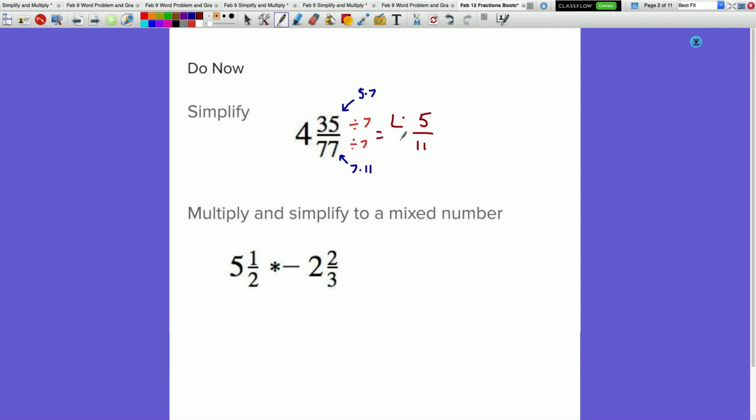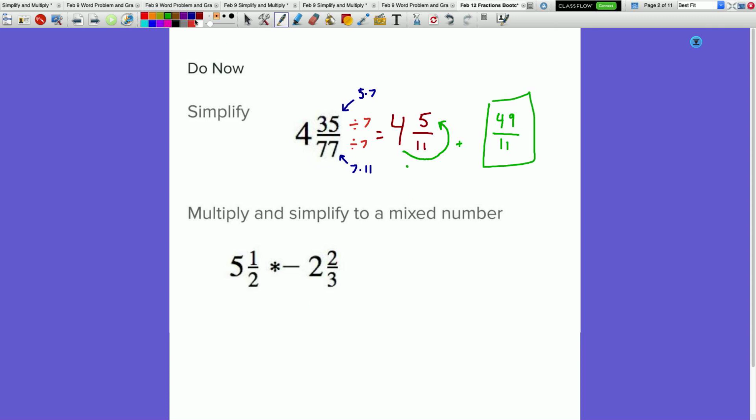All right, now let's bring over that 4, and we have simplified our fraction into a mixed number. If we want an improper fraction, we can do the loop. When you do the loop, you do 4 times 11 plus 5. That gives me a 44 plus 5 gives me a 49. And then you keep the same denominator, so 49/11.